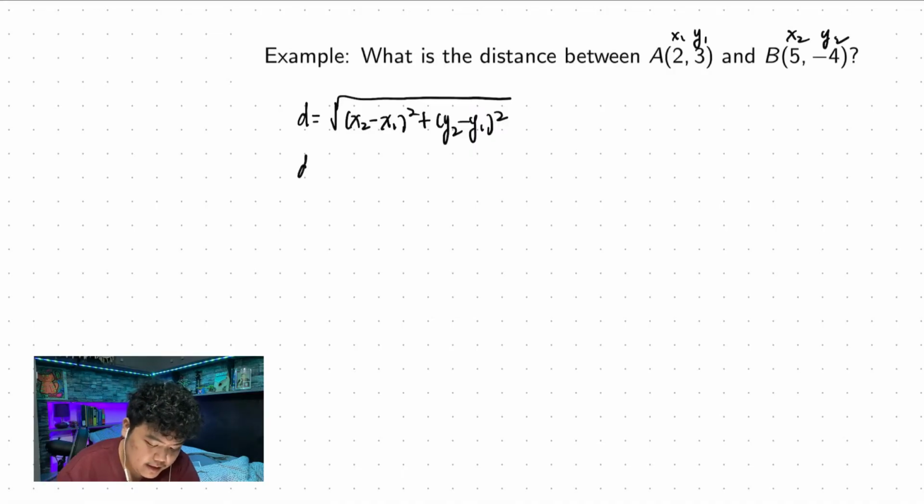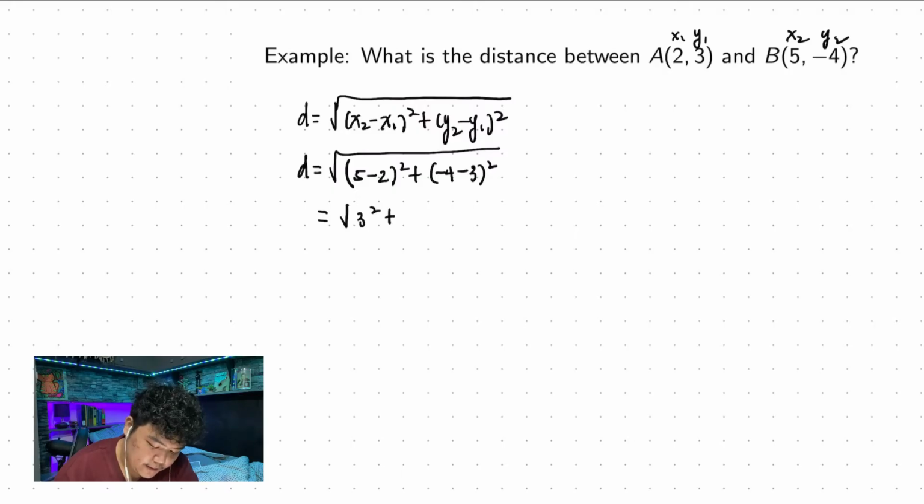Okay, so, the distance is equal to the square root of x2 is 5, x1 is 2, ang y2 ay negative 4, ang y1 ay 3. Anong makukuha natin? 3 square plus negative 7 square, which is square root of 9 plus 49, or square root of 58. So, yan yung distansya nilang dalawa.